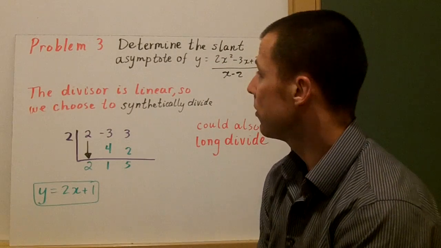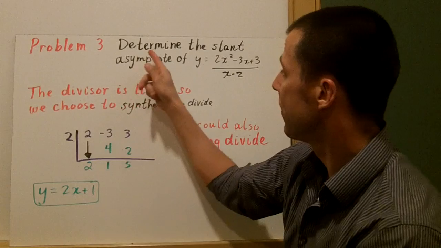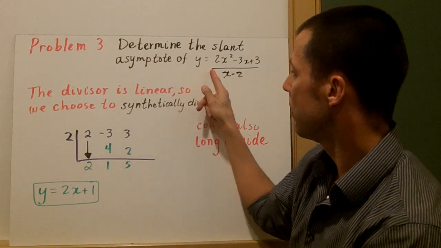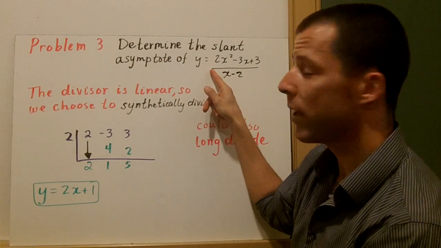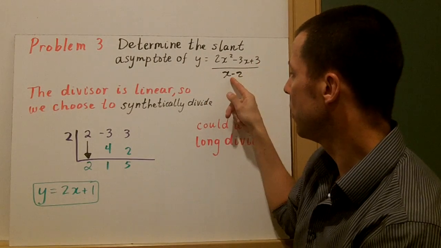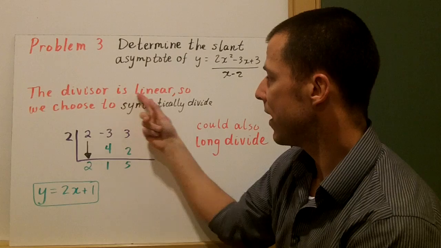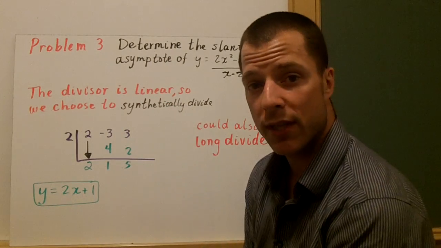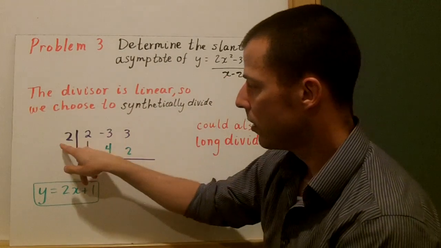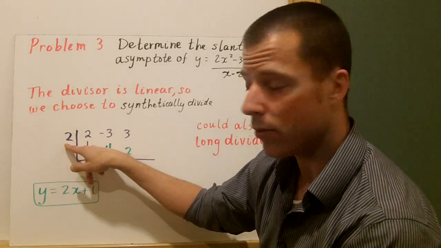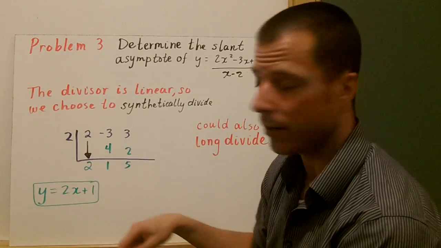Alright, so I wanted to show you another example here and use synthetic division. Determine the slant asymptote of y equals (2x squared minus 3x plus 3) over (x minus 2). In this case the divisor is linear, so let's use synthetic division. It's x minus 2, so the number out there is going to be 2. That would make the denominator 0.